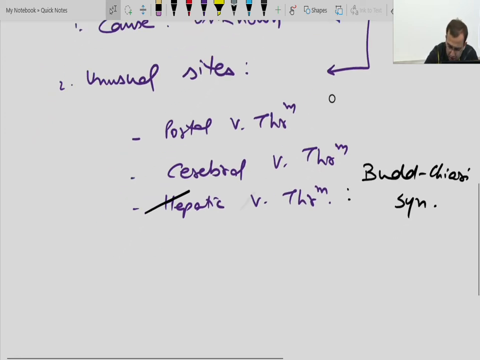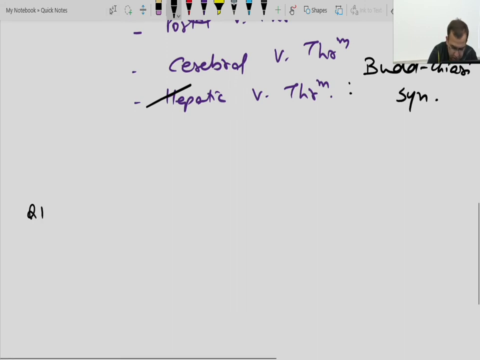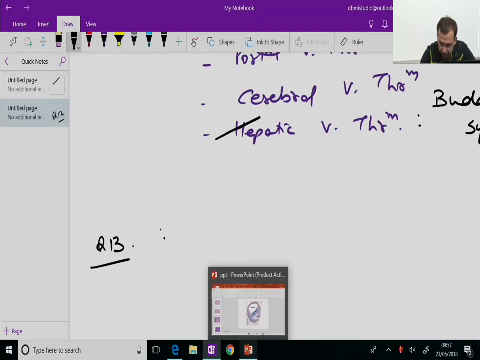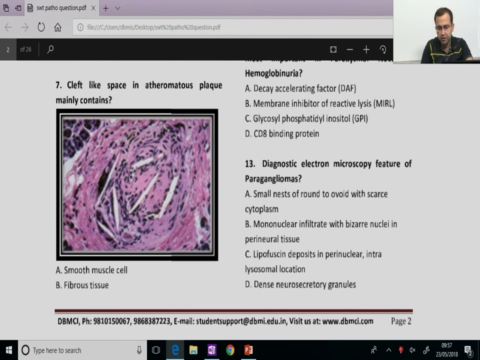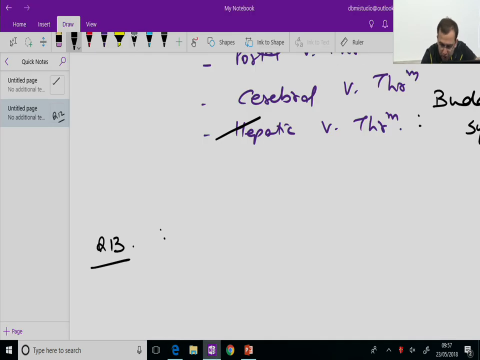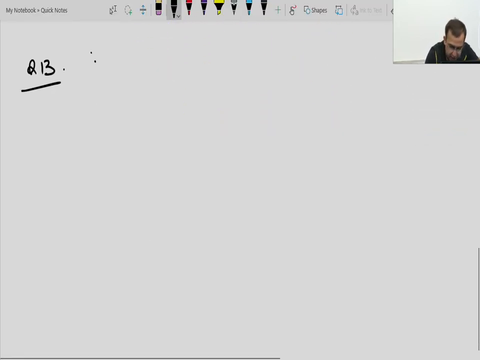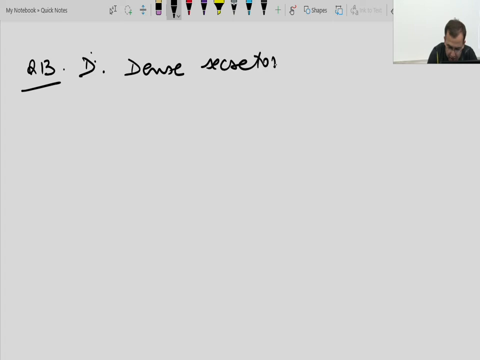This gets us to the next question, that is question number 13. Let us have a look at the question. Diagnostic electron microscopic feature of paragangliomas is, the answer is D. It is associated with dense secretory granules. Paragangliomas, they are associated with dense secretory granules.